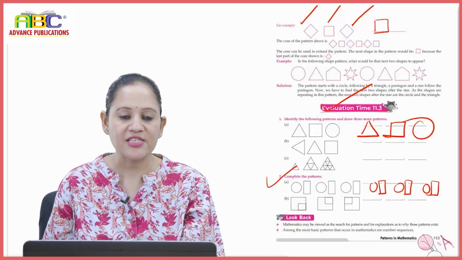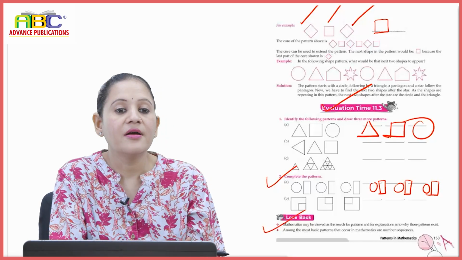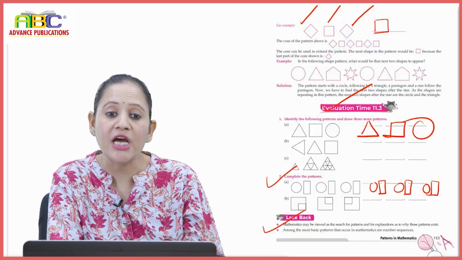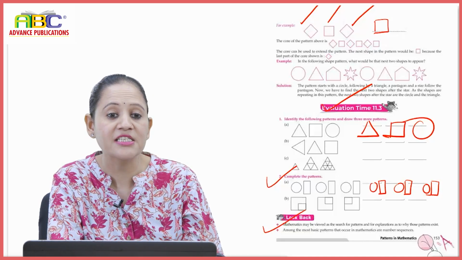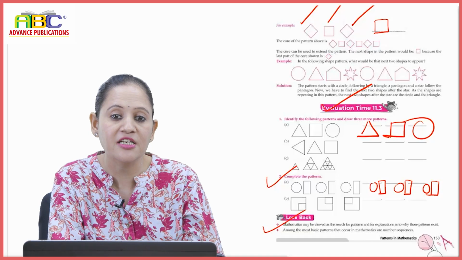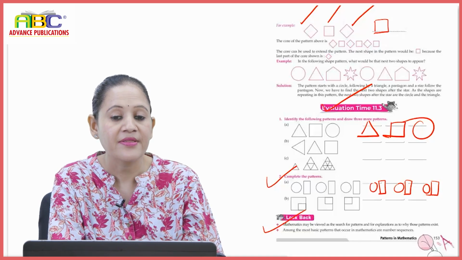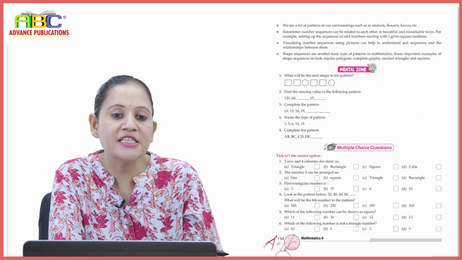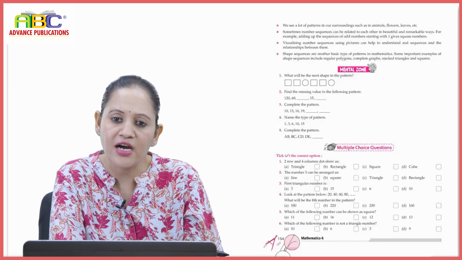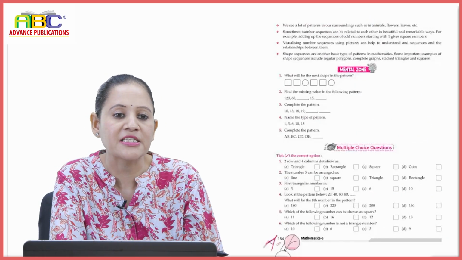Clear? Next, look back. Mathematics may be viewed as a search for patterns and for explanations of why those patterns exist. Among the most basic patterns that occur in mathematics are number sequences. We see a lot of patterns in our surroundings such as animals, flowers, leaves. In all of these we see different kinds of patterns.